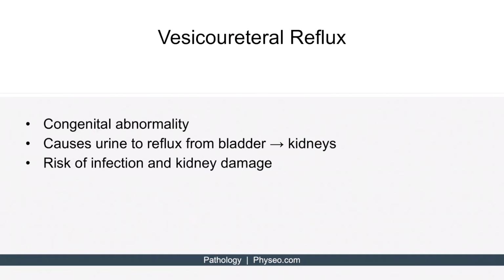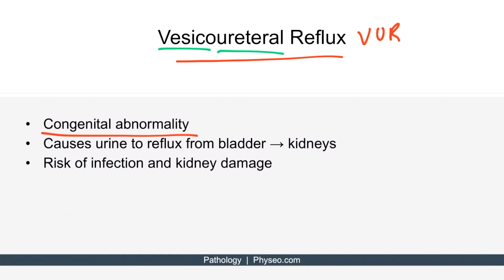We mentioned that certain congenital abnormalities can increase the risk of urinary tract infections, and one of these congenital abnormalities that you need to know about is vesico-ureteral reflux. Sometimes you might see this abbreviated as VUR. Let's break this down. Vesico refers to the bladder, and ureteral refers to the ureters. What this means is that urine is able to travel backwards, or reflux, from the bladder to the kidney.